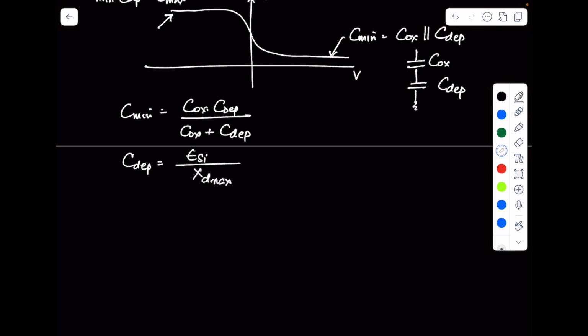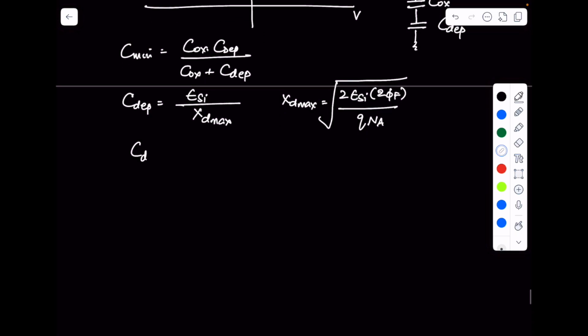And the maximum depletion width is given by 2 epsilon silicon times 2 phi f, because that's the voltage that is built in for inversion. The surface has the same doping concentration as the bulk but an opposite type, under the square root, right? So this is XD max. So therefore if I look at C depletion, my C depletion can be written as square root of epsilon Si into Q times Na divided by 4 phi f.